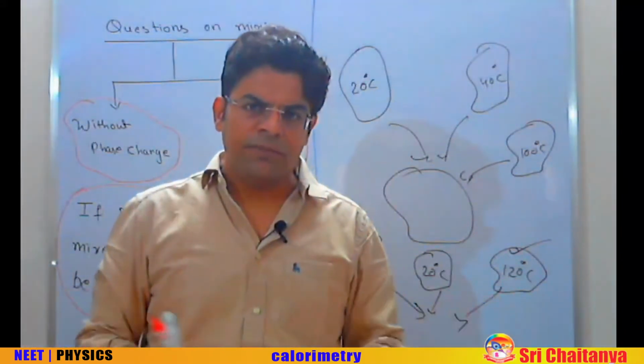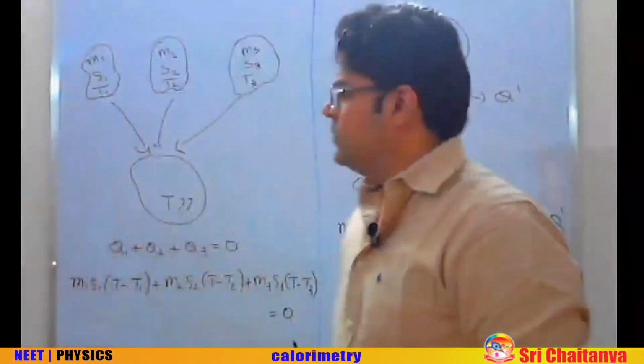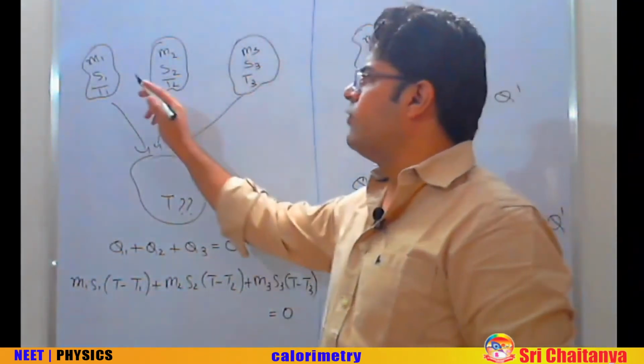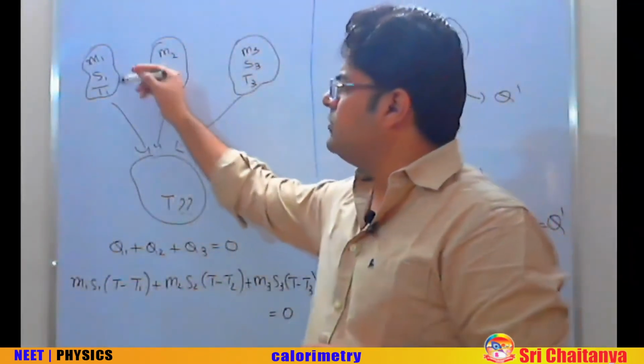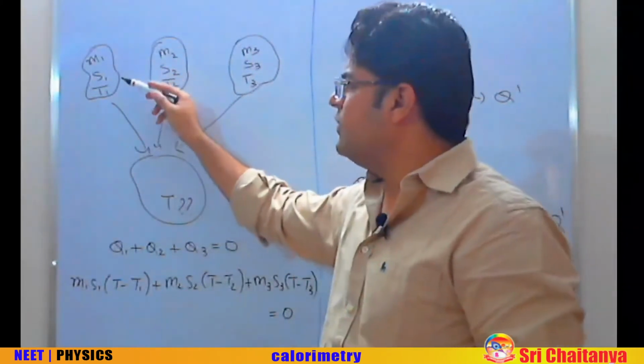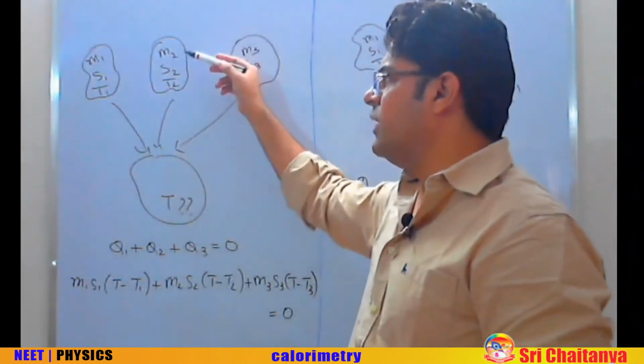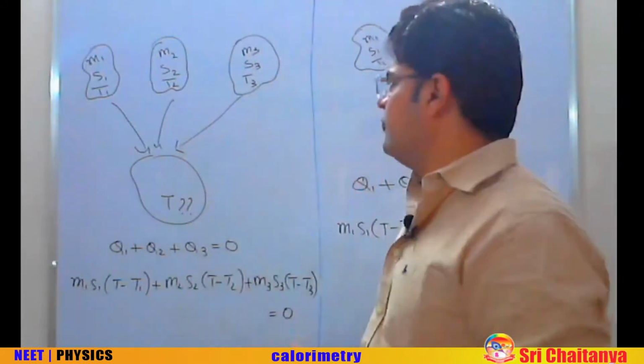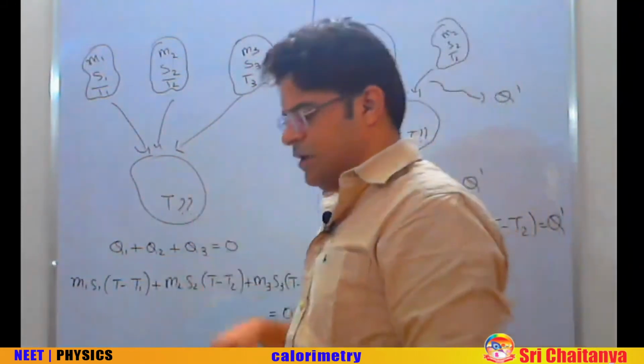Okay? Let's understand the mixing question without the phase change. Let's say we have got three substances. The first substance having mass m1, specific heat s1, having temperature t1. Second substance having mass m2, specific heat s2, temperature t2. Third substance m3, s3, t3. When they are mixed, how to find the final temperature?